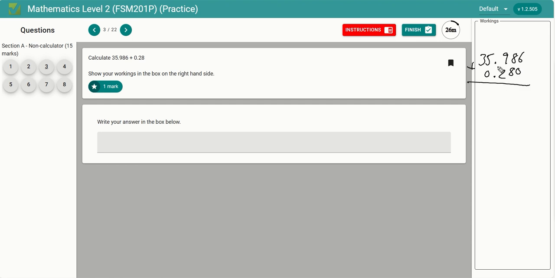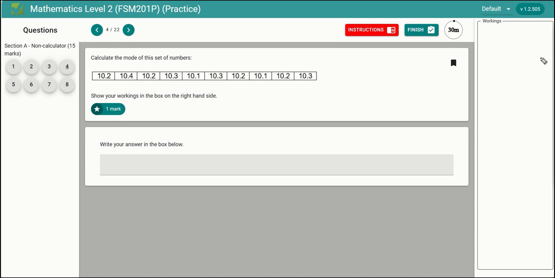Right, let's add these together, but before we do any adding, let's put a decimal point in line in the answer box. 6 plus 0 is 6, 8 plus 8 is 16, carry 1, 9 plus 2 is 11, plus 1 is 12, carry 1, 5 plus 1 is 6, 3 plus nothing is 3. So the answer is 36.266.